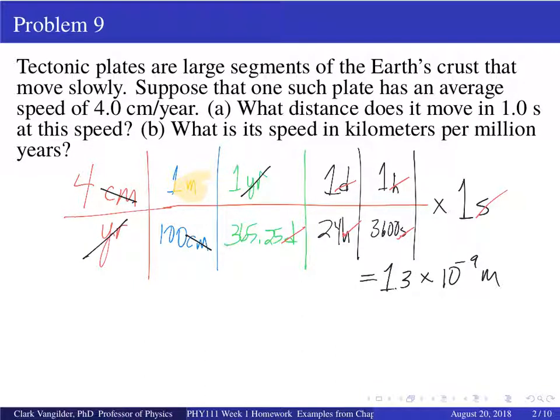So that's part A. We just answered part A. Part B asked us, what is its speed in kilometers per million years? Okay, so let's think about it. This is actually a useful conversion.